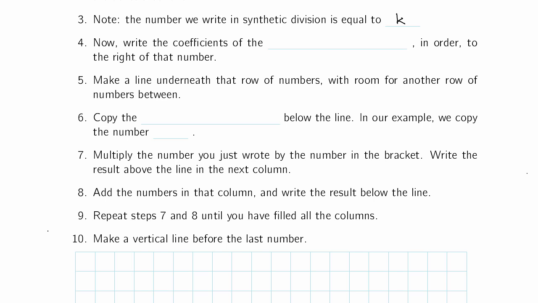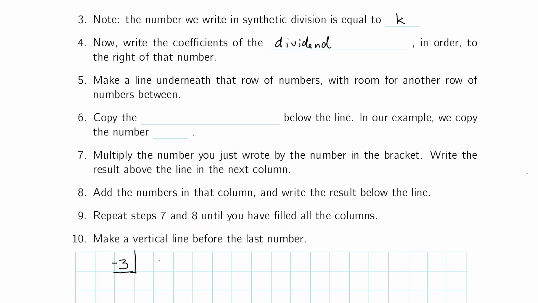So here's our workspace. I'm going to put my negative 3 in the upper left corner, and I'm going to put a bracket around it. So that's the divisor dealt with. Now we're going to deal with the dividend. We write the coefficients of the dividend in order to the right of that number. Just like in regular polynomial long division, they have to be in order and we have to include any zeros.